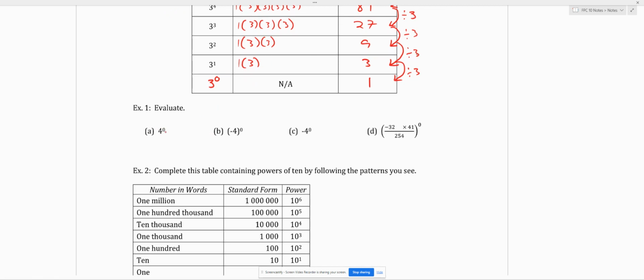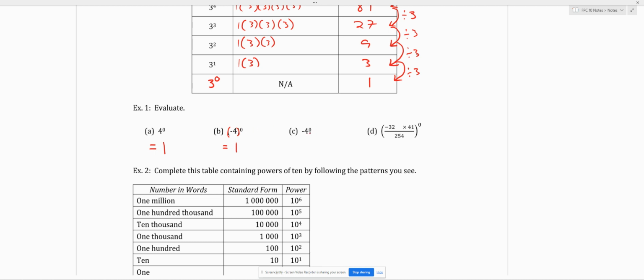So whatever the 0 is attached to is going to turn into a 1. So since the 0 is attached to the 4, there's no negatives here to worry about. We're going to get 1. Now we do have a negative 4 as the base here, but the 0 is attached to everything in the brackets. So everything in the brackets is going to go to 1. So it doesn't matter that there's a negative here, okay? It doesn't matter if we have decimals or fractions. Whatever is raised to the power of 0, whatever it's attached to will become a 1.